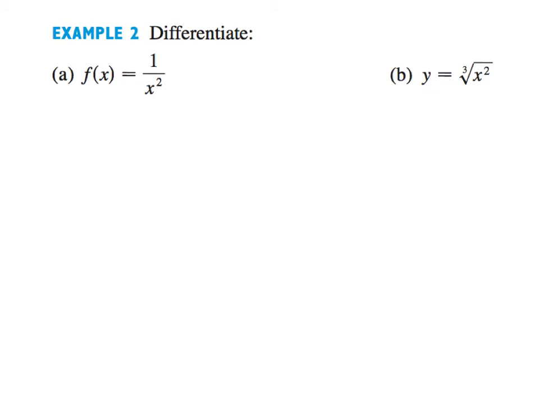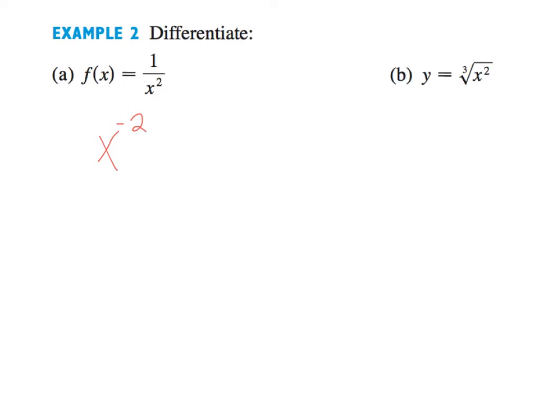So for example, we can use it here in our two examples of f of x equals 1 over x squared, and we can use it with radical and rational powers as well. What we know is that we can simplify this 1 over x to the second to be x to the negative 2 power. And let's apply the power rule here.